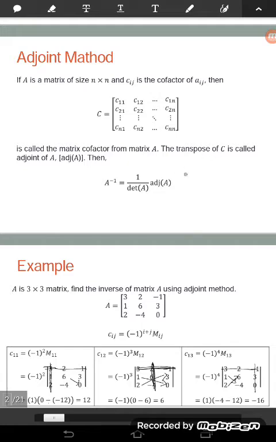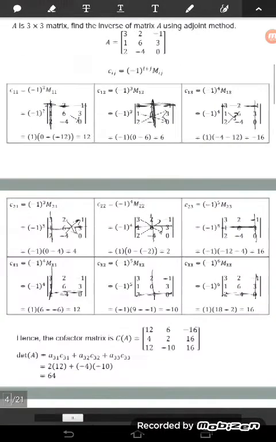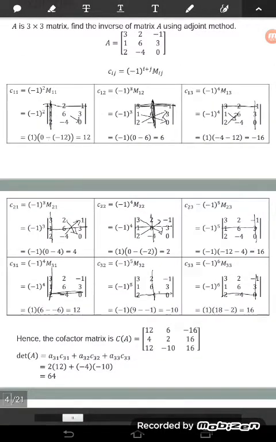Okay, so before finding the adjoint, we need the determinant. So we need to find the determinant. You can calculate it, it's up to you, whichever row or column you want to use. For me, I use row number 3. So 2, negative 4, 0, because we have 0 here, therefore for 0 I don't calculate. So I just calculate 2 and negative 4.